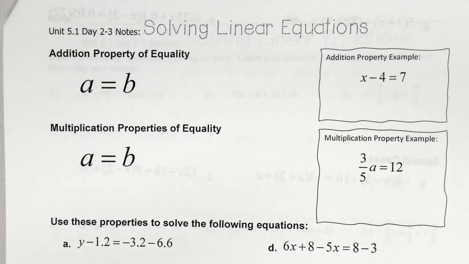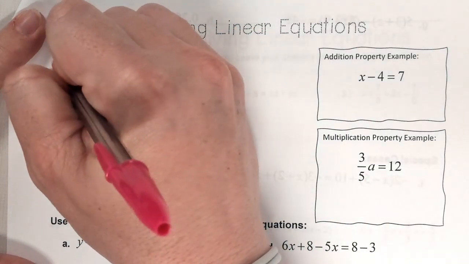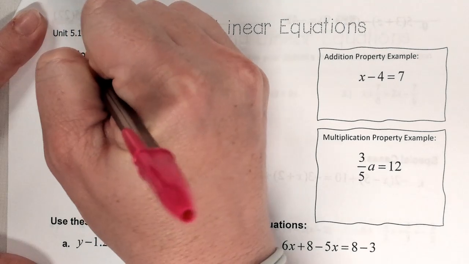Okay, so we are solving linear equations. We're going to talk about the properties. Y'all know these properties. They just sound different. Okay, so addition property of equality. Addition property is also the same thing as subtraction. This also works with subtraction.